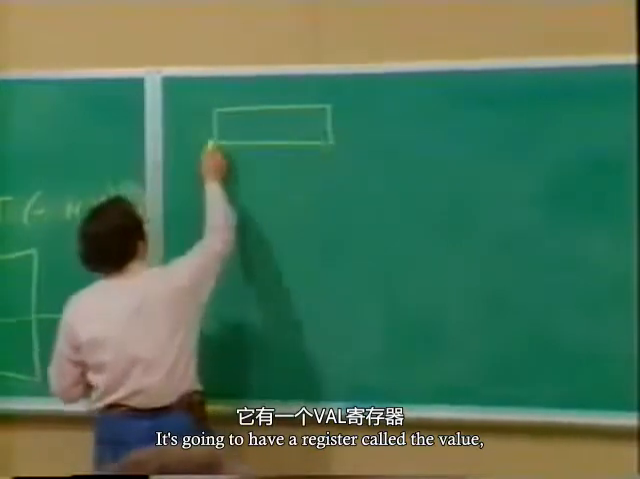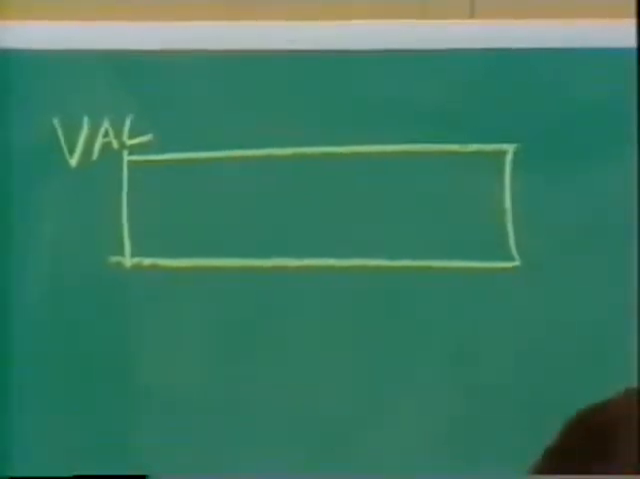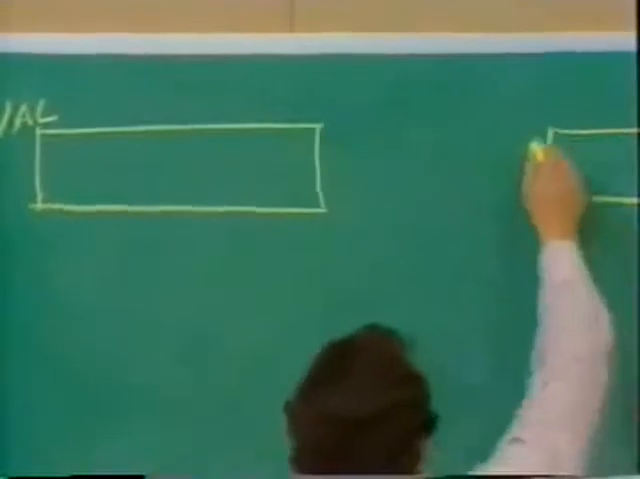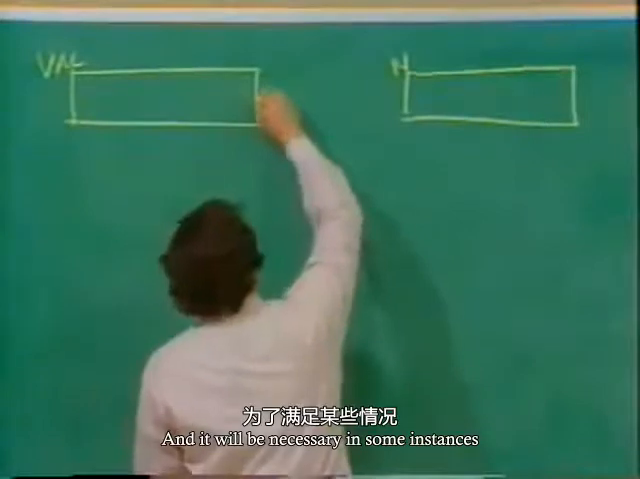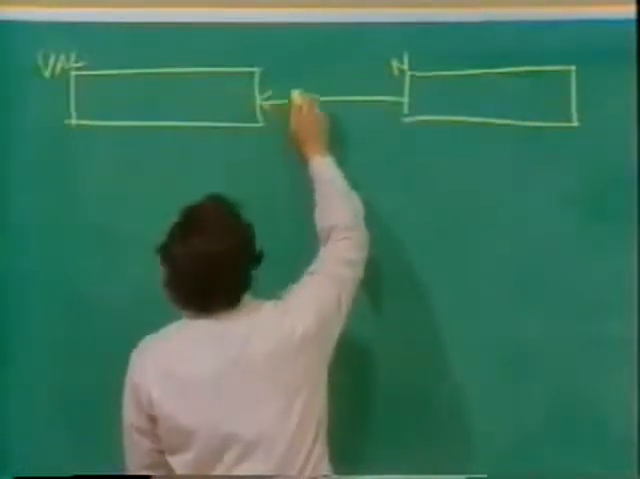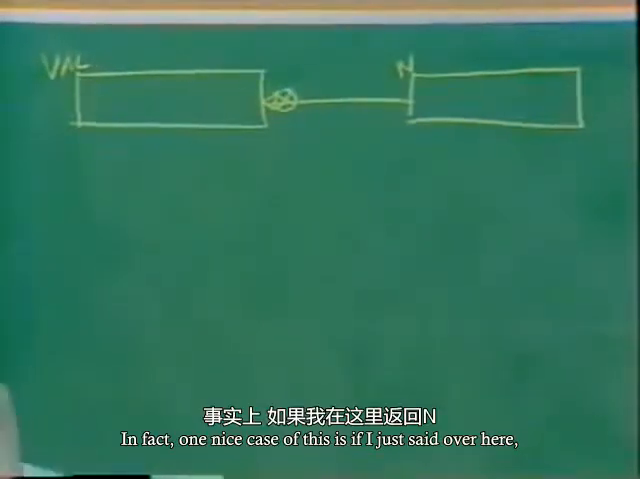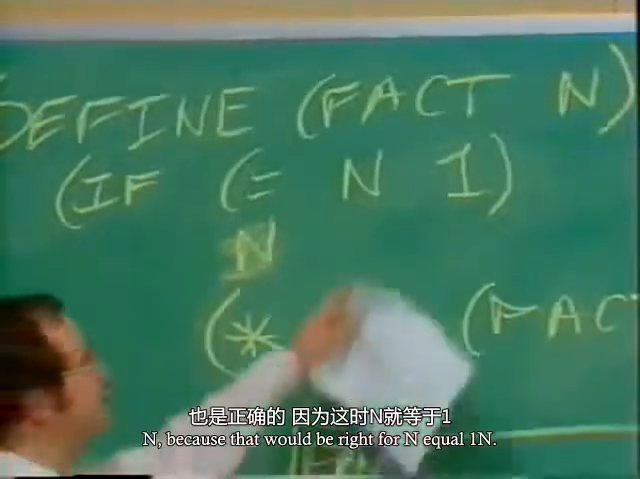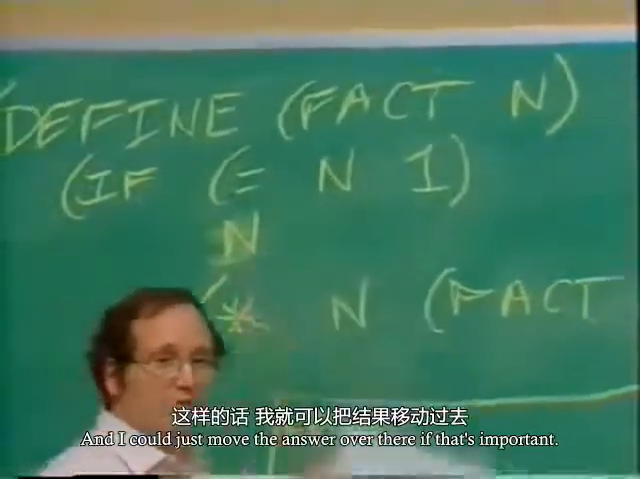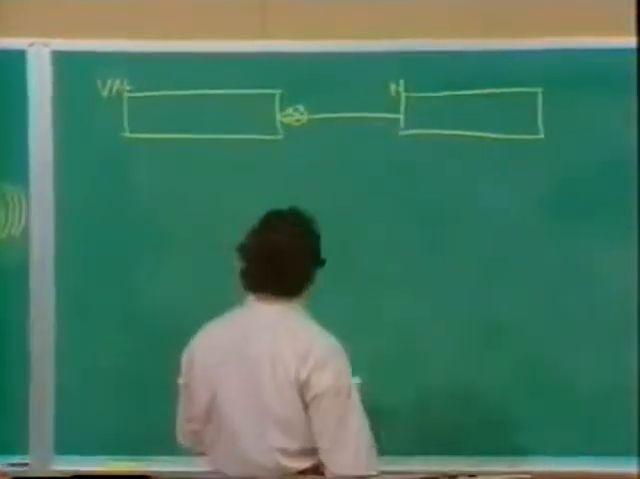It's going to have a register called val, where the answer is going to be stored, and a register called n, which is where the number I'm taking factorial of will be stored. It will be necessary in some instances to connect val to n. In fact, one nice case of this is if I just said over here n, because that would be right for n equal 1, and I could just move the answer over there if that's important. I'm not worried about that right now.